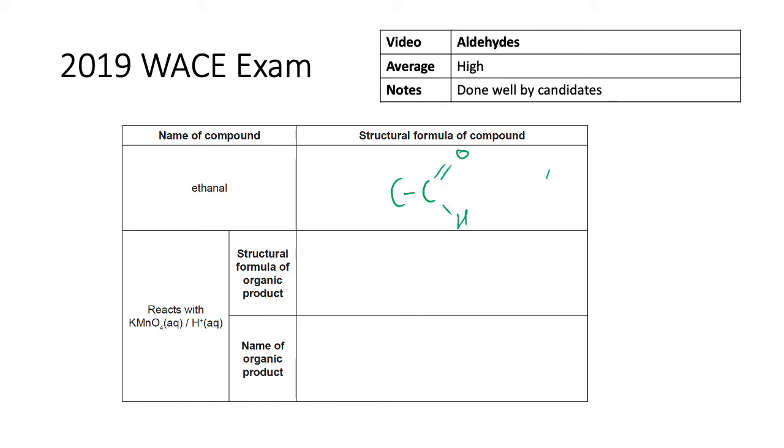That's an aldehyde, so 1, 2 there, 1, 2, 3 there. When it reacts with the potassium permanganate and acid, so it's acidified potassium permanganate, it's going to undergo oxidation, so therefore you should make a carboxylic acid, right? And the name of that, ethanoic acid, nice and easy.